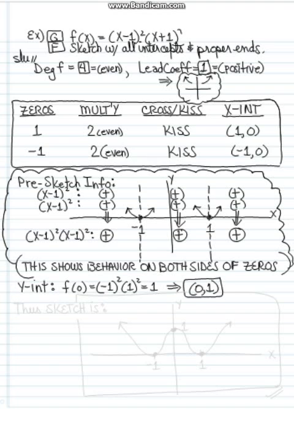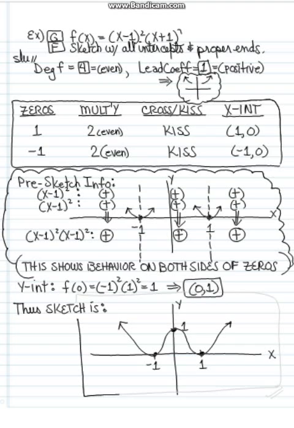Okay, so let's put the sketch together. Our y-axis and our x-axis. The roots at negative 1 and positive 1. Those are the x-intercepts. The y-intercept at positive 1 on the y-axis. And looking at the pre-sketch info, keeping everything in the positive region above the x-axis on both sides of all of the x-intercepts. And there is our graph.